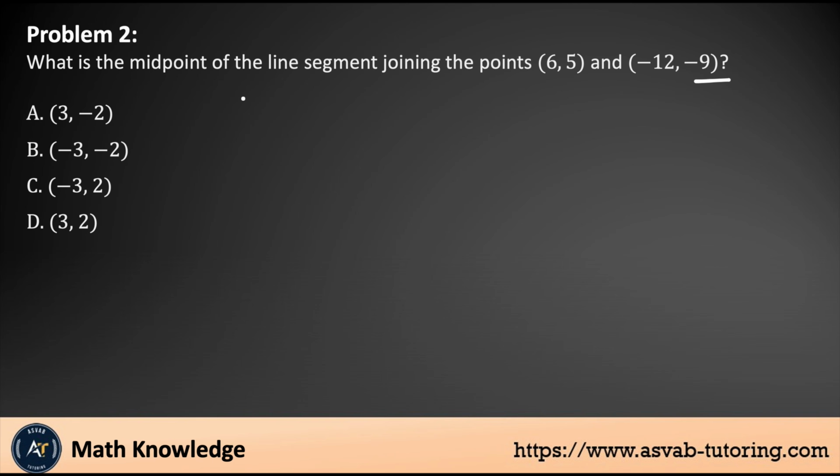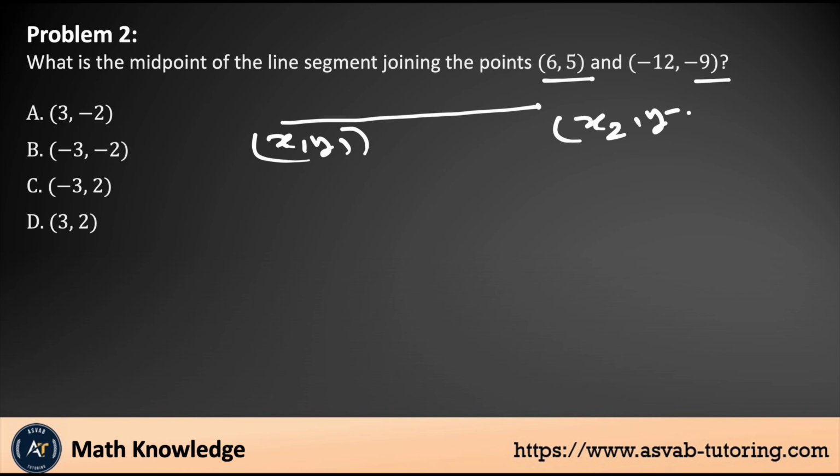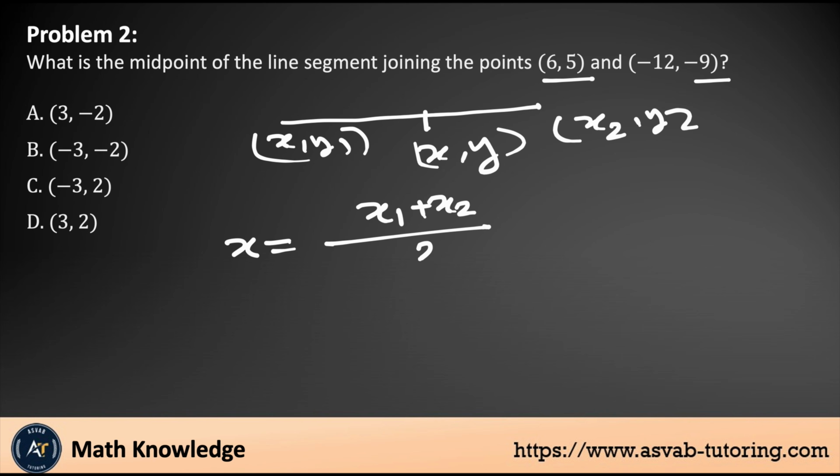Problem number 2: what is the midpoint of the line segment joining (6, 5) and (-12, -9)? In order to solve this problem, you need to learn first how to find the midpoint. Say you have a line with endpoints x1, y1 and x2, y2. If you want to find the midpoint, say the midpoint is x and y. In order to find this x and y, you need to write a formula: x equals x1 plus x2 over 2, and then y will be y1 plus y2 over 2.